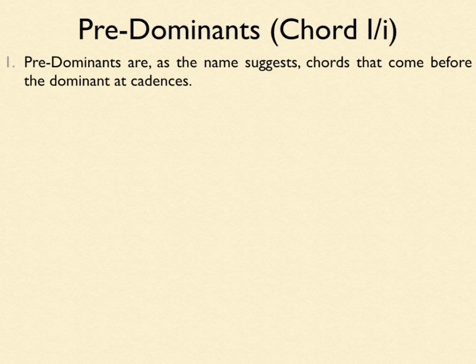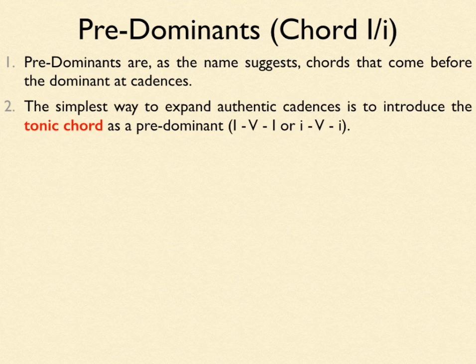Okay, the cadence itself, the cadence proper, is always the last two chords, but predominants are sort of just shoved in there to connect the cadence with the rest of the music, the pre-cadential material. So it's just a way of leading into cadences, I suppose.